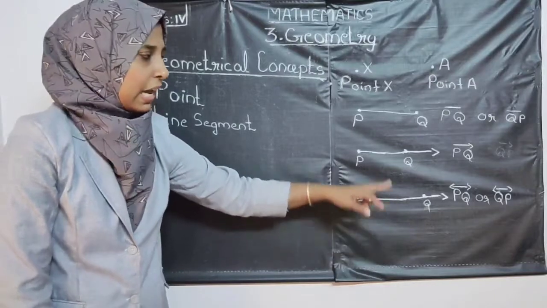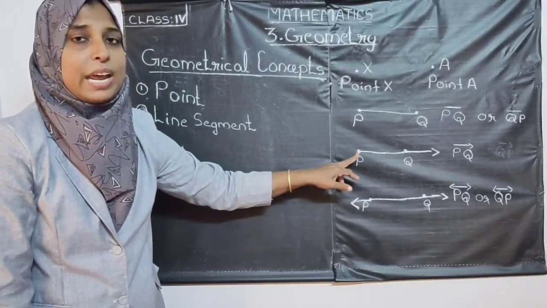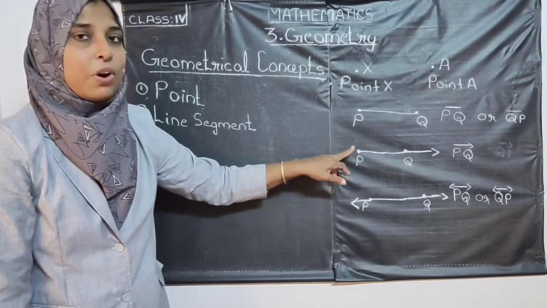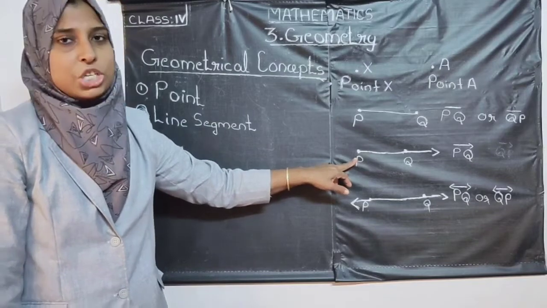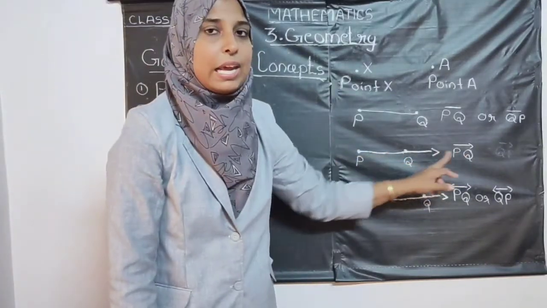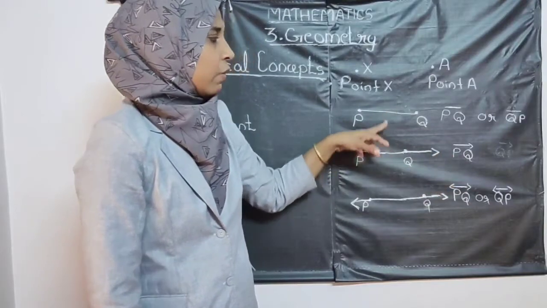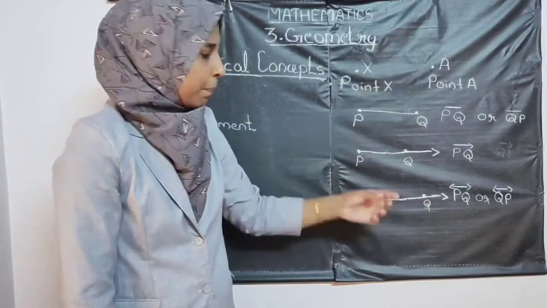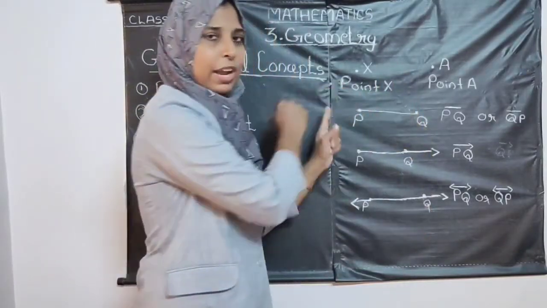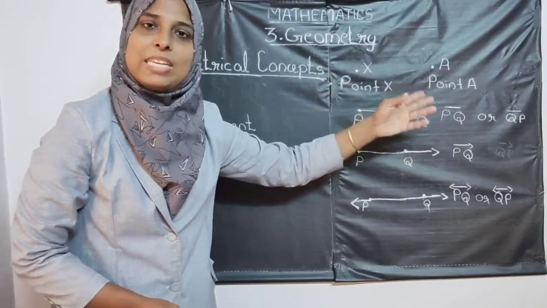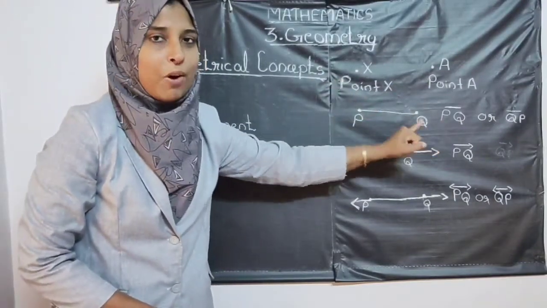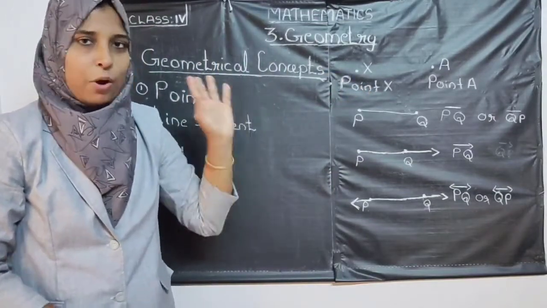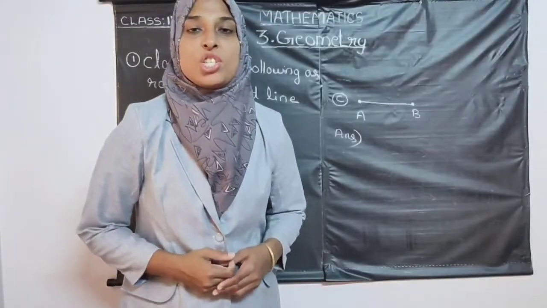This is a line. And what is a ray? A ray has only one starting point, no end point. The starting point is called the initial point, and it is extended only in one direction. And what is a line segment? A line segment is a part of a line, only one part of a line, because it has 2 endpoints. It can be measured. And what is a point? It is a small dot. Okay, understood, children?